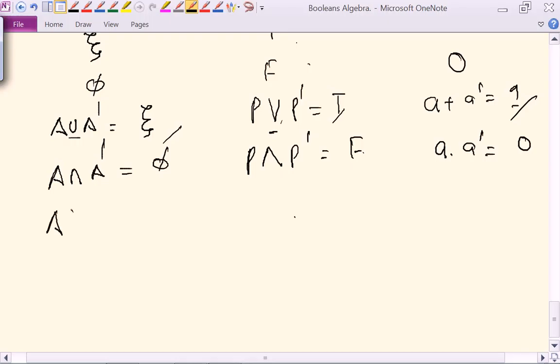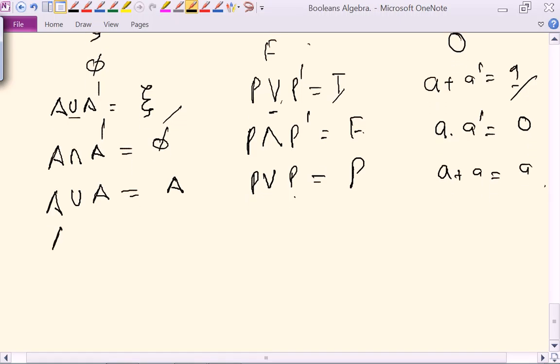Similarly, A union A is equal to A. P or P is equal to P, and A or A is equal to A. The last thing we're going to do here is A intersection A is equal to A. Similarly, P and P is going to be P, and A and A is going to be A, right?